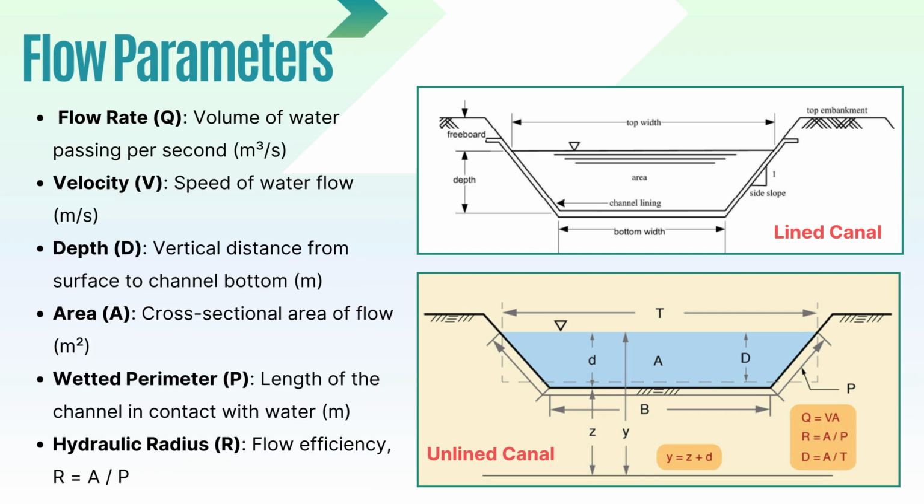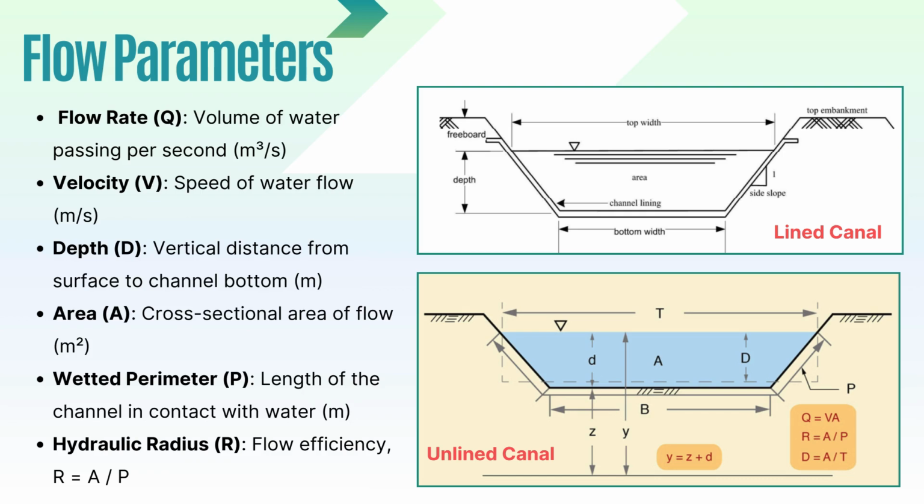First, flow rate, symbolized as Q. This refers to the volume of water passing through a section of the channel per unit of time. It's usually measured in cubic meters per second. In simple terms, it tells us how much water the channel is carrying. For example, a large river might have a flow rate of 100 cubic meters per second during peak season.